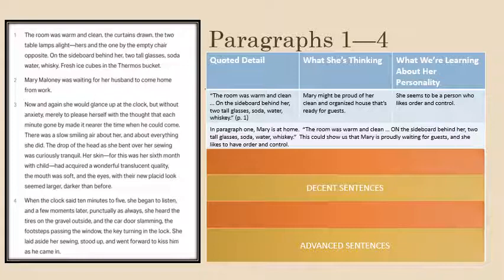This could show us that Mary is proudly waiting for guests and she likes to have order and control. So that would be fine. If that's what you wrote, that would be acceptable. I move on then to some more details from paragraph 3, and this time, once I have those details written out and what she might be thinking and what that might be saying about her personality, I'll show you a slight step up in the quality of the sentences.